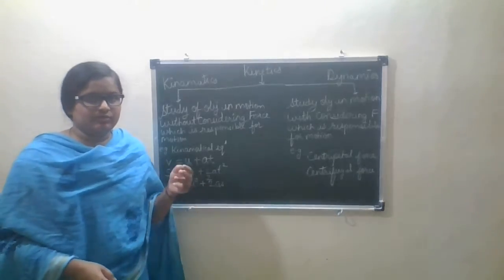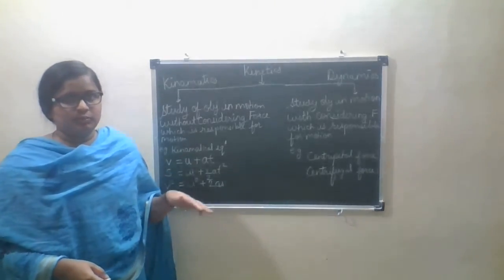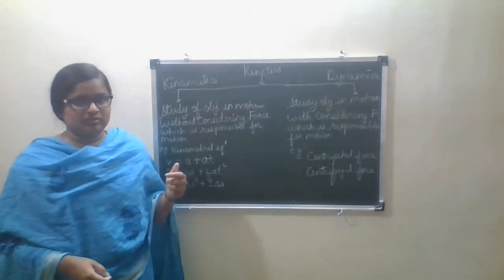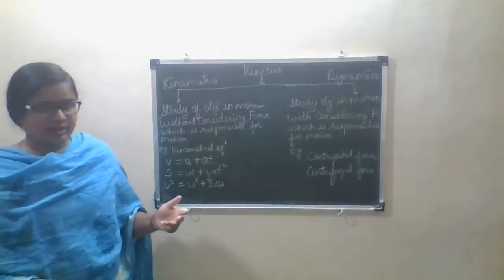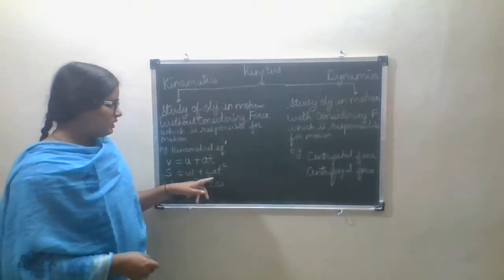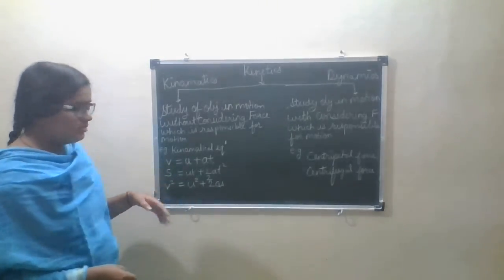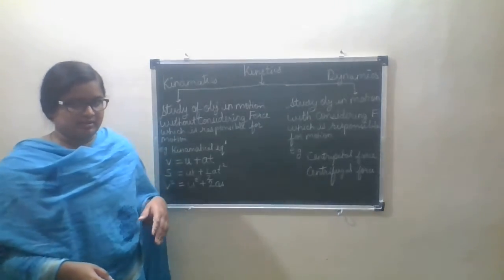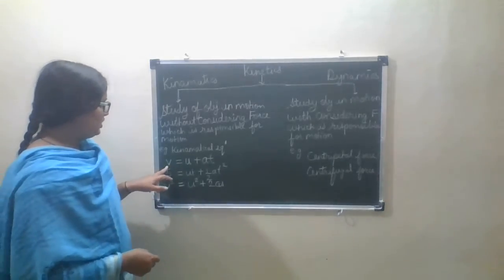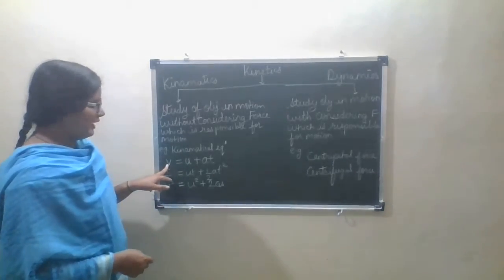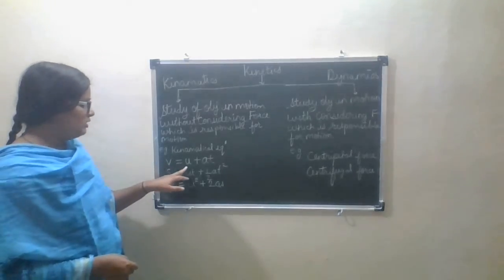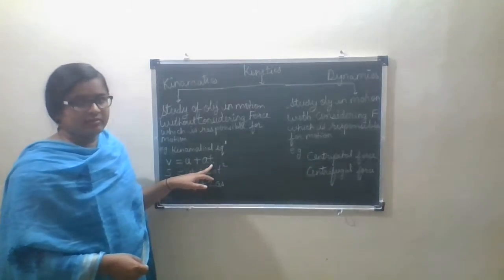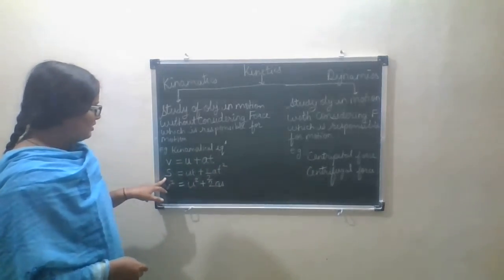We know, first is v = u + at. Second is s = ut + half at square. Okay, and the third one is v square = u square + 2as. Here v is the final velocity and u is the initial velocity, a is the acceleration and t is the time. And s is the displacement.